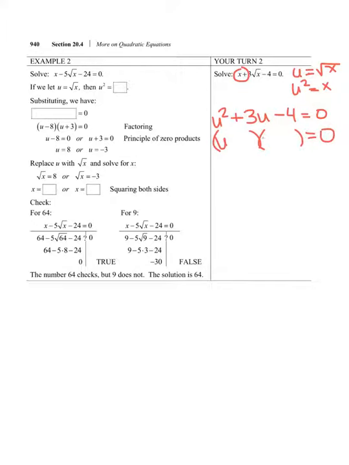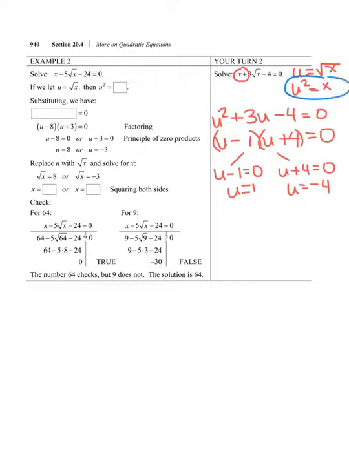So u squared is u times u, and two numbers that multiply to negative 4 and add to 3 are 4 and 1. So 4 minus 1 is 3. U minus 1 equals 0. U plus 4 equals 0. So u equals 1 and u equals negative 4. Now we have to go back to our original substitution. U squared equals x, or u equals the square root of x.